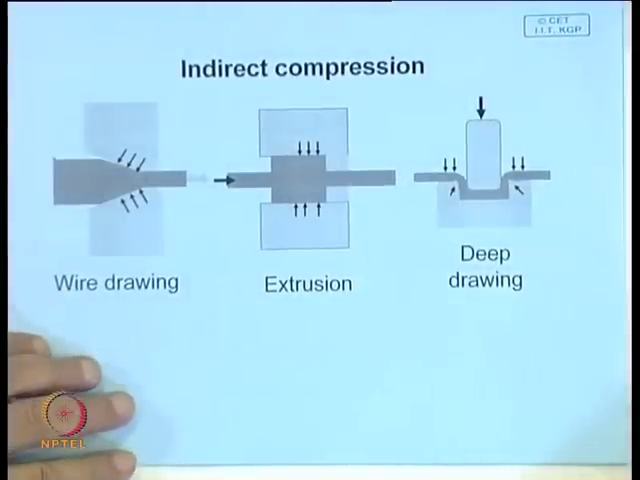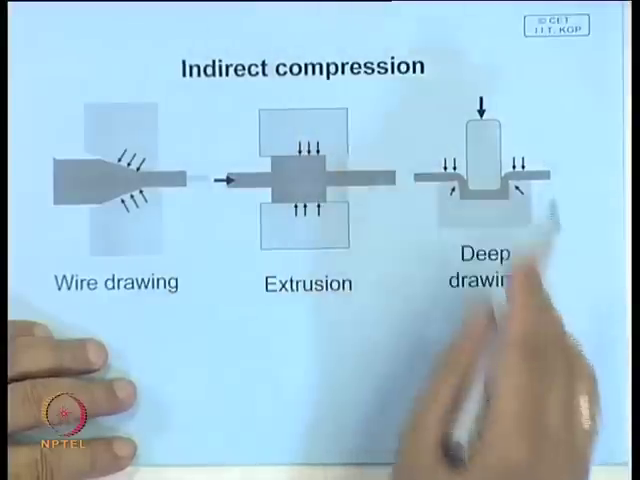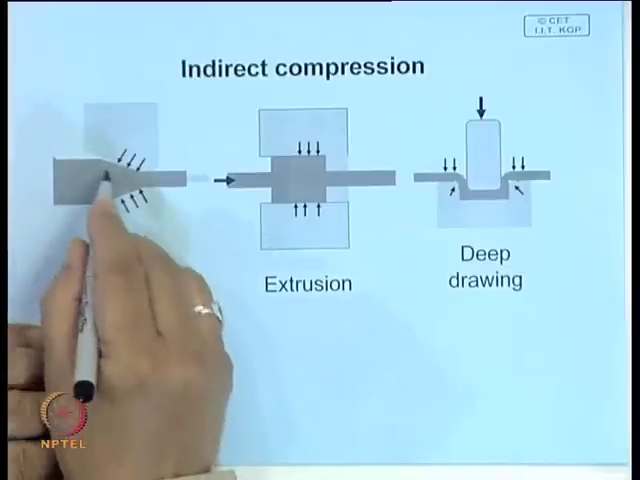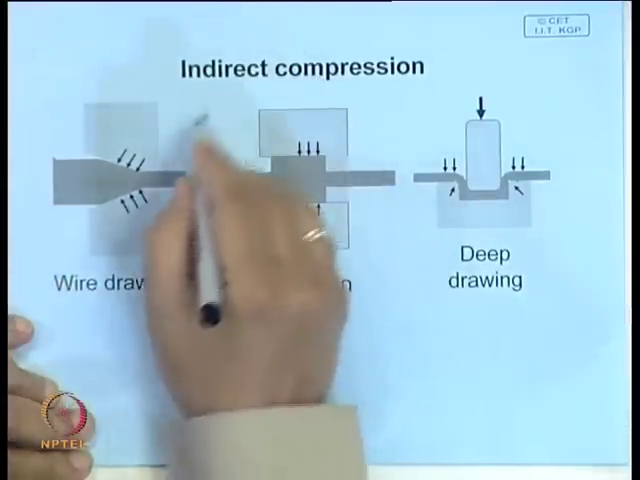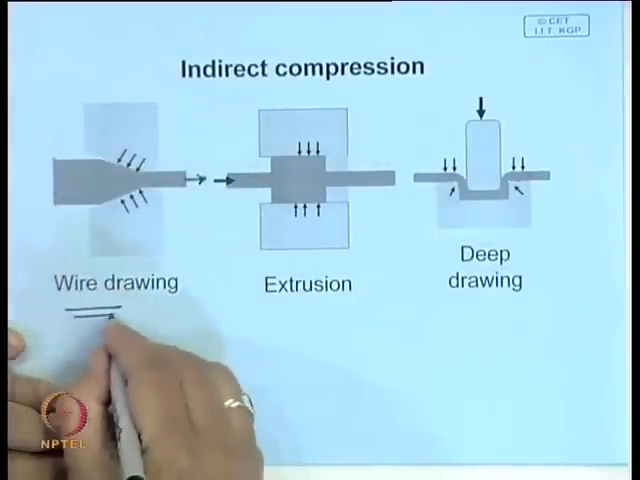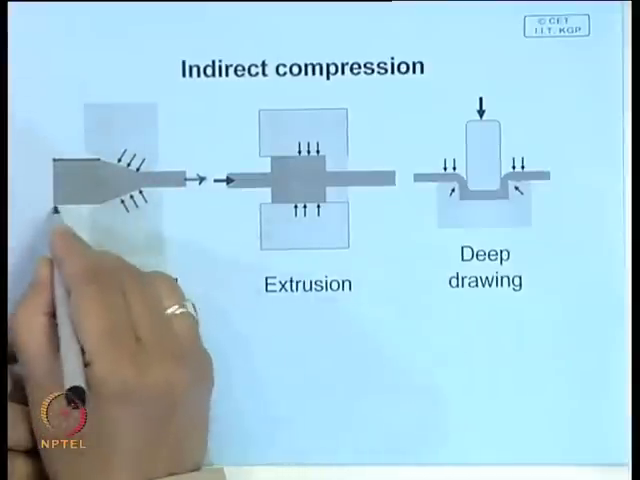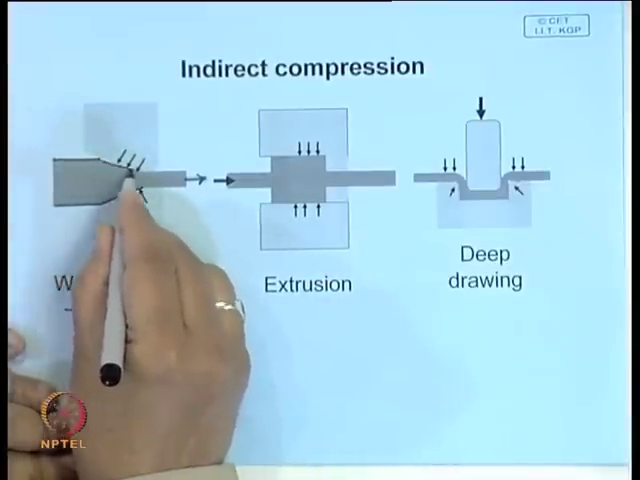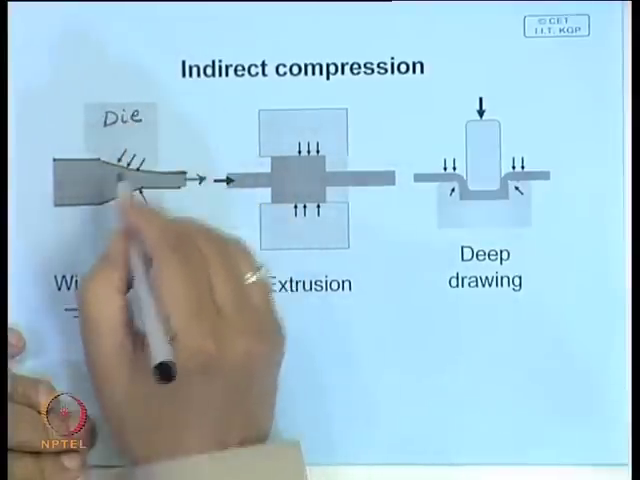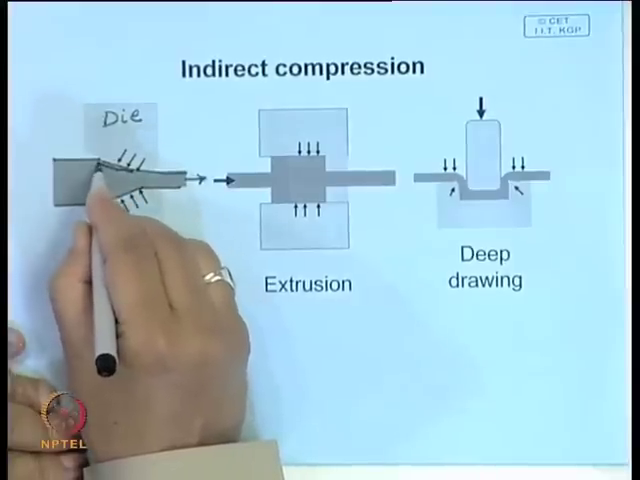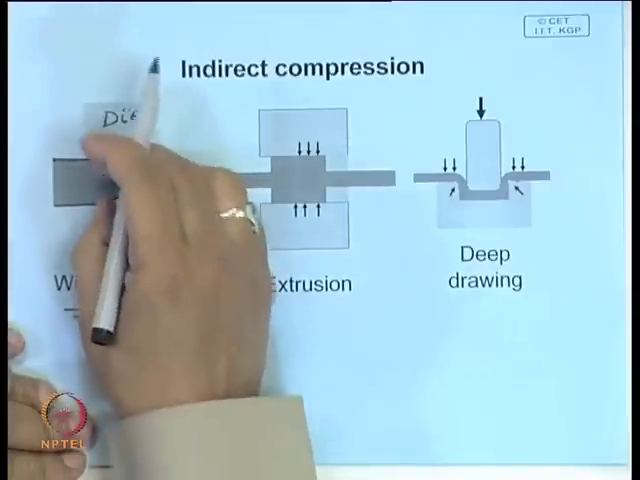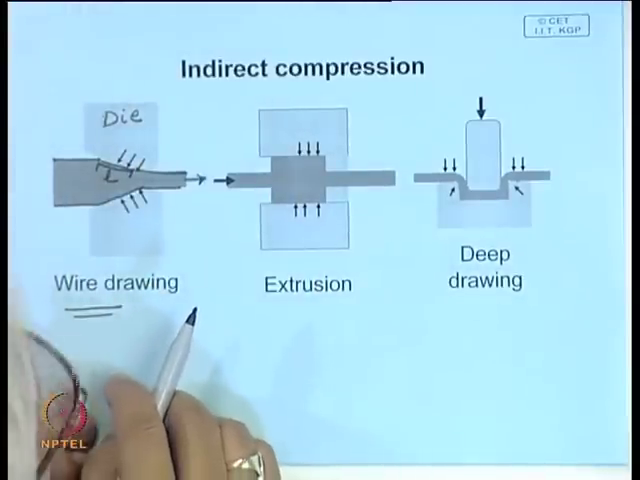Now, the slide shows the case of indirect compression. Here you are applying tensile load, this is wire drawing. This is your job, which comes here and passes through the die, and is pulled through the die. Let us say the length of this zone is L. This is the zone over which deformation takes place.